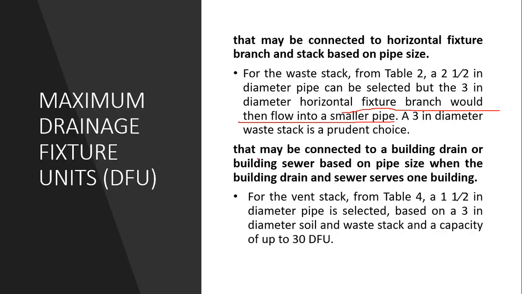Maximum drainage fixture units that may be connected to a building drain or building sewer based on a pipe size when the building drain and sewer serves as one building. For the vent stack, from table 4, a 1.5-inch diameter pipe is selected based on a 3-inch diameter soil and waste stack and a capacity of up to 30 DFU.